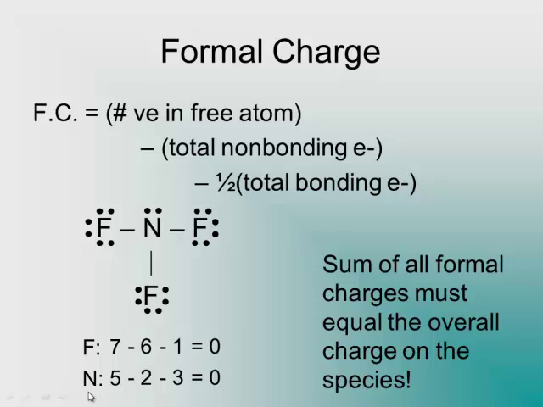In a given Lewis structure, the sum of all the atoms' formal charges must equal the overall charge of the whole species. If you assign formal charges and they don't add up to the charge on the whole object, you've assigned formal charges wrong.